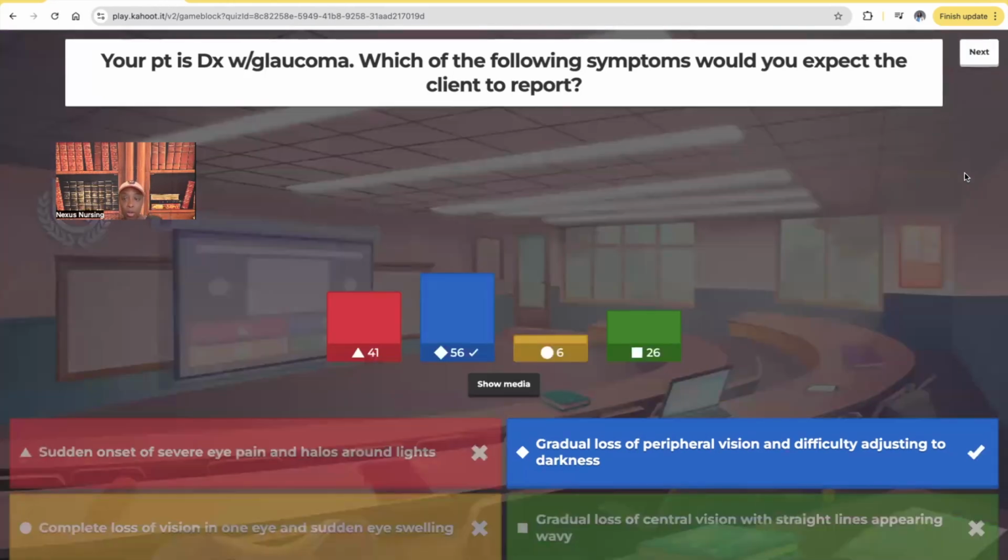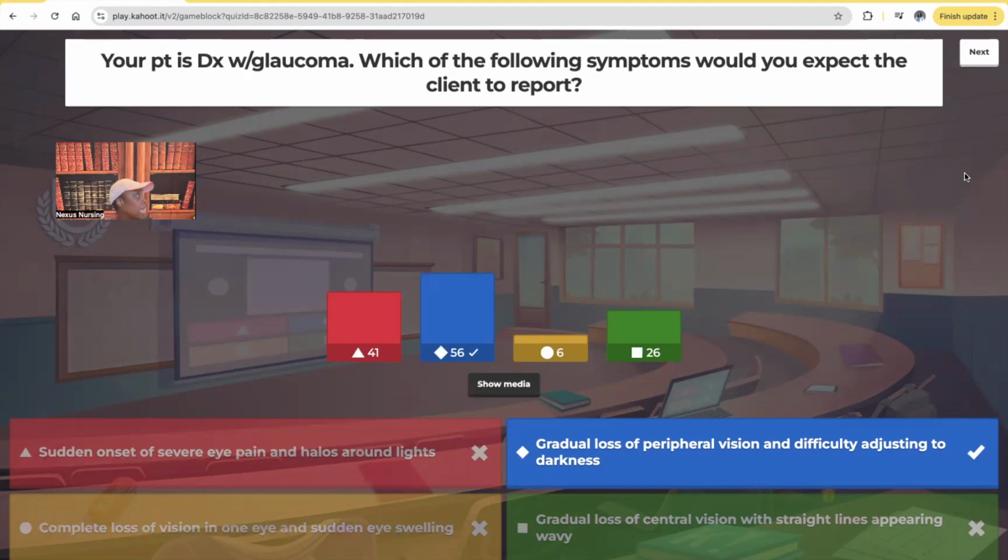All right, guys. So the correct answer is gradual loss of peripheral vision and difficulty adjusting to darkness. That is a clinical manifestation. Now, glaucoma, that's increased ocular pressure. Professor D, do I have to know what the normal range of that pressure is? Absolutely. Committed to memory. 10 to 21, that is your normal range. Higher than 21, that ocular pressure is increased, okay? You need to know this.